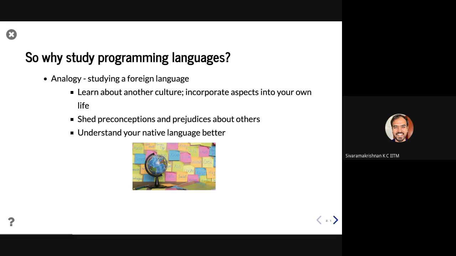I think the analogy that I can provide is it's like studying a foreign language. Suppose you study French or Japanese or another language, right? What do you actually gain? You don't learn just the language. You also learn about another culture, right? And then you pick the best aspects of their culture. You can incorporate it into your own life. You might have certain preconceptions and prejudices about others, right? And that sort of is erased by learning other foreign languages, right?